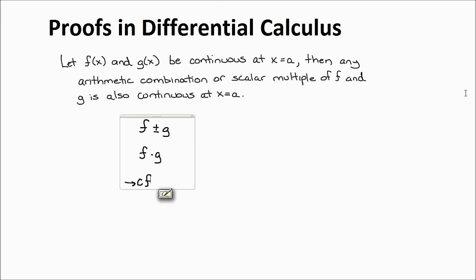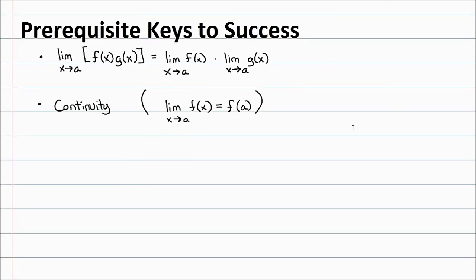Some constant times f is continuous. The things that we'll need for this proof, and in fact I'm going to tackle the middle one here, the product of functions. What we're going to need are prerequisite skills. We'll need to remember that the limit of products is the product of their limits. So as long as f and g are defined and their limits exist, I know I can split the limit. Also, you'll have to be somewhat familiar with the concept of continuity, which is a stronger form of a limit existing. Continuity says not only that the limit exists, but that it is equal to the function evaluated at a.